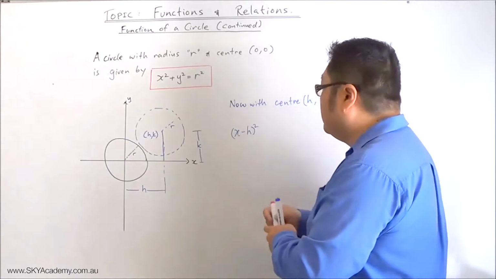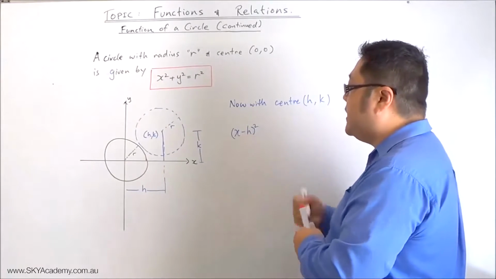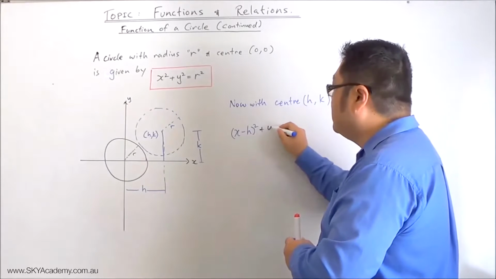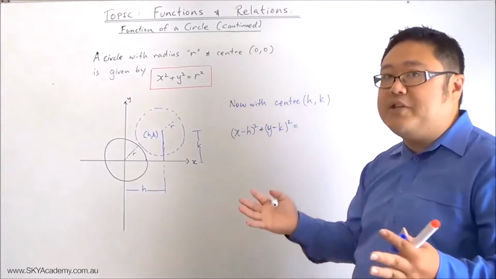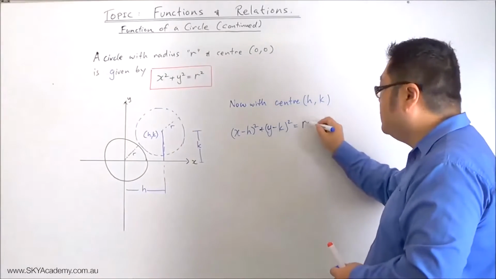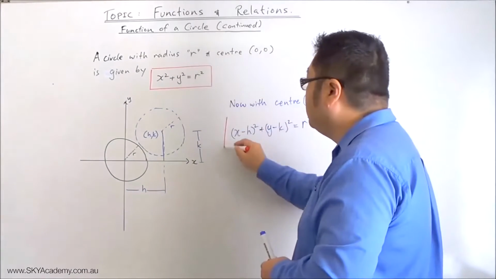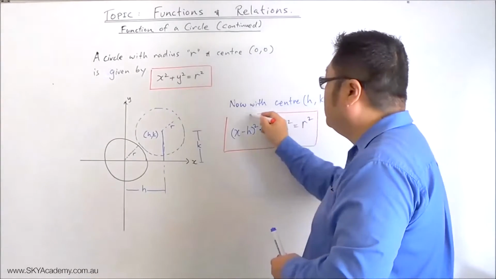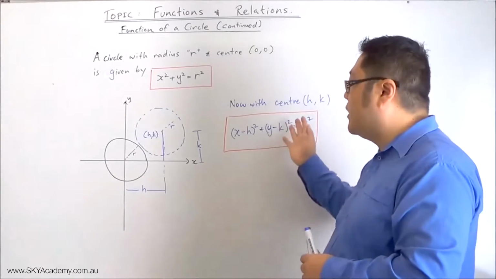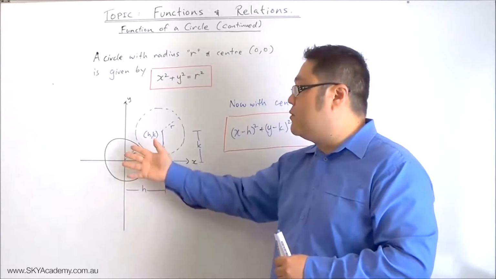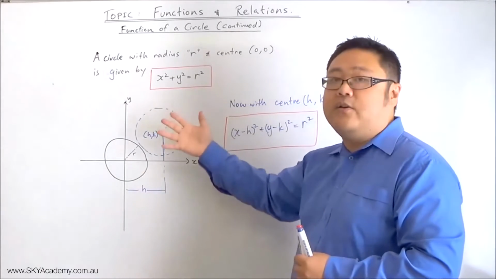So now with center (h, k), the graph becomes (x minus h) squared plus (y minus k) squared equals, and we haven't changed the radius at all, so the radius is still r squared. And that will be the new equation for the graph of a circle that shifted h units to the right and k units up.